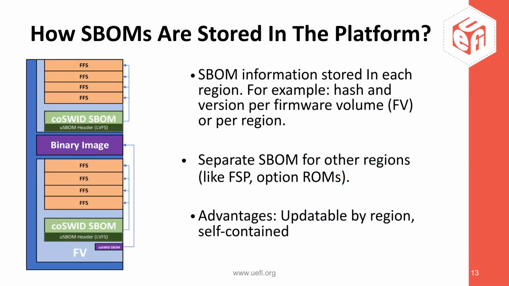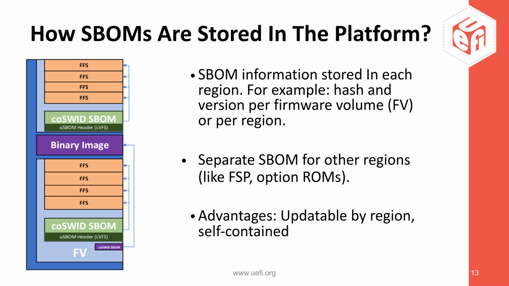Another option that I've seen used within the industry is that SBOMs are stored in each region. For example, the hash and the version number are stored per firmware volume or per region. So each region has its executables, and then it also has another data file, which is the SBOM. In the case of UEFI, where you might have 2 or 3 or 5 firmware volumes, each firmware volume might contain an additional file whose contents are the SBOM information for each of the executables within that region.